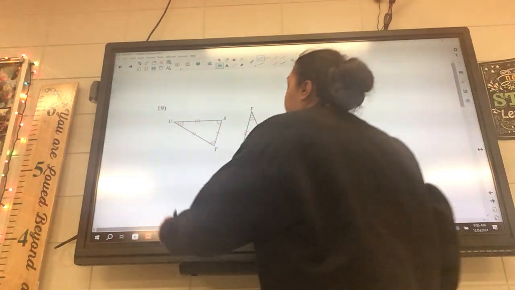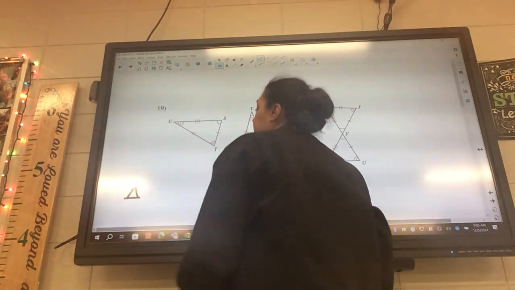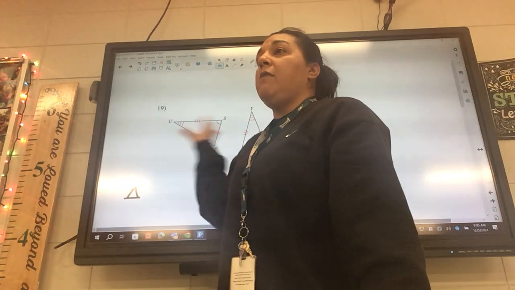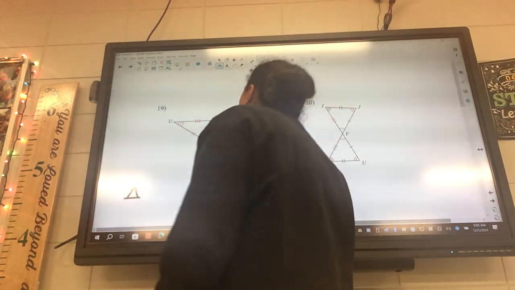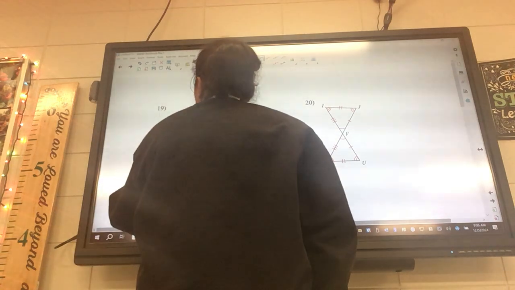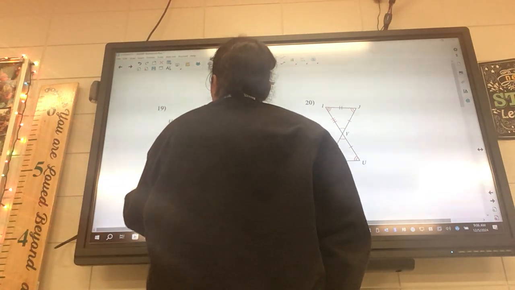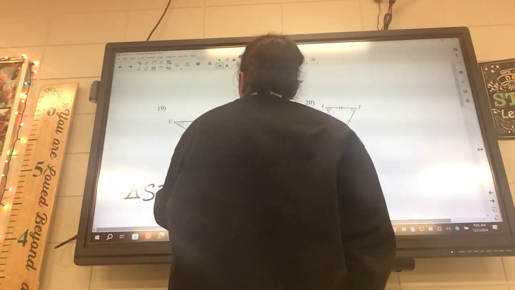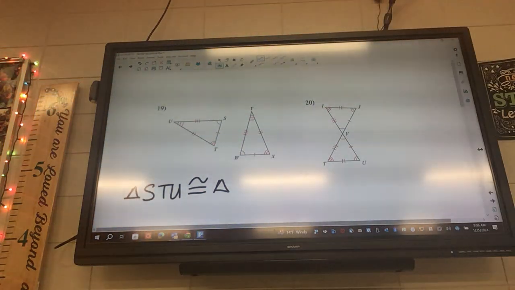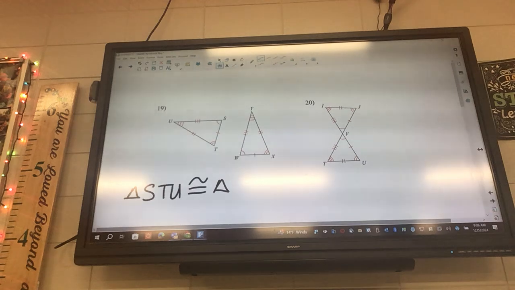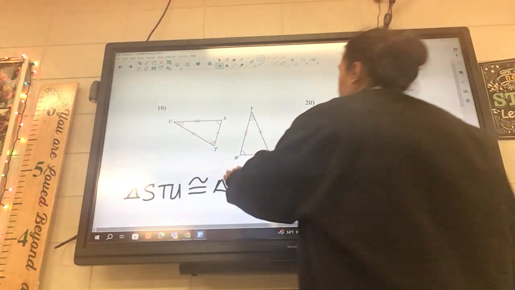Okay, so look at 19, it's going to say triangle, and which one do you want to do first? The one on the left or the one on the right? Left. Okay, so who's coming first? S, T, U is congruent to triangle. What's the second one going to be? WXY. I agree.